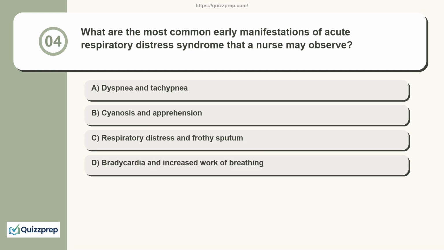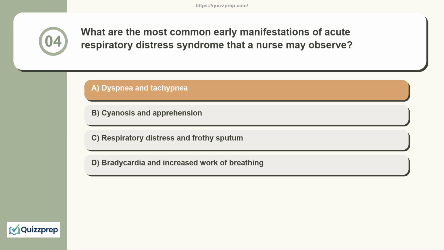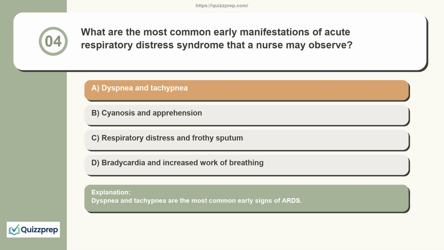Question 4. What are the most common early manifestations of acute respiratory distress syndrome that a nurse may observe? Dyspnea and tachypnea, cyanosis and apprehension, respiratory distress and frothy sputum, bradycardia and increased work of breathing. Dyspnea and tachypnea are the most common early signs of ARDS.